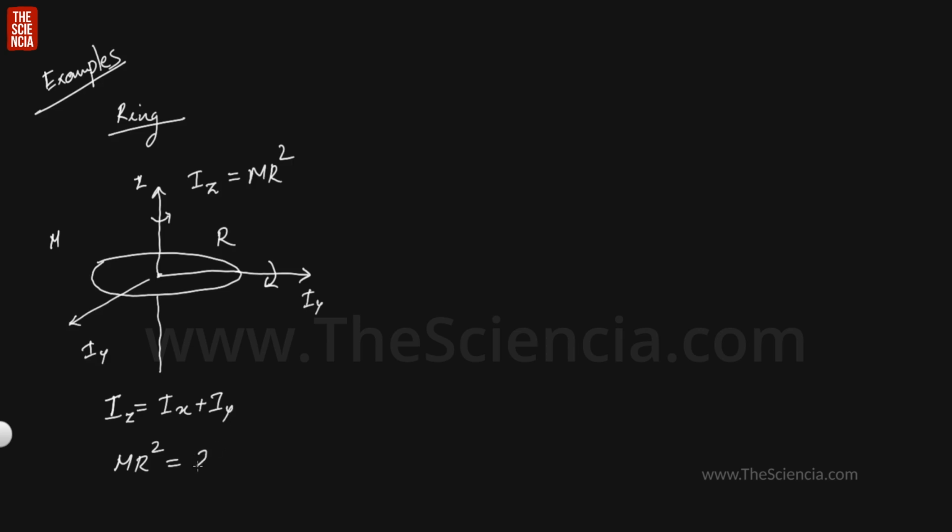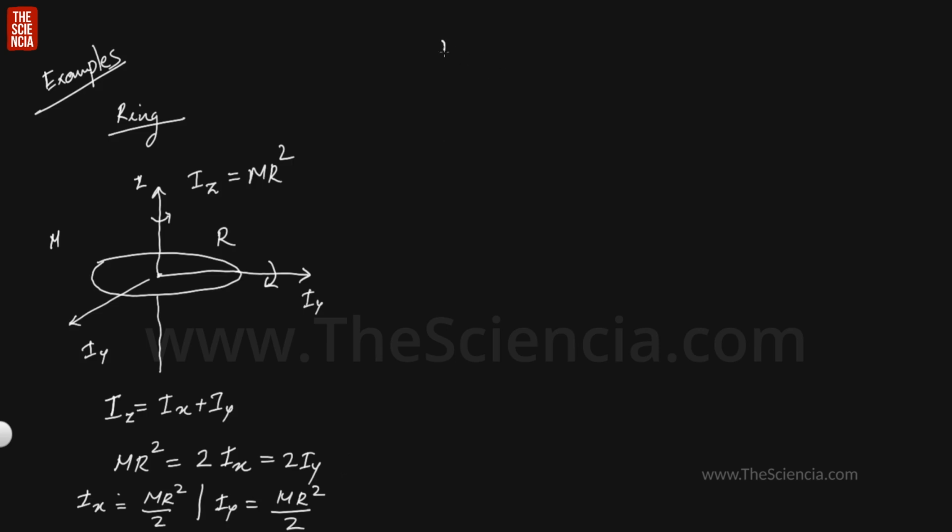Therefore we can write it as 2Ix, or this is equal to 2Iy. So we can find the moment of inertia about the x-axis, that is Ix equal to mr square by 2. Or we can find the moment of inertia about the y-axis, that is Iy equal to mr square by 2.